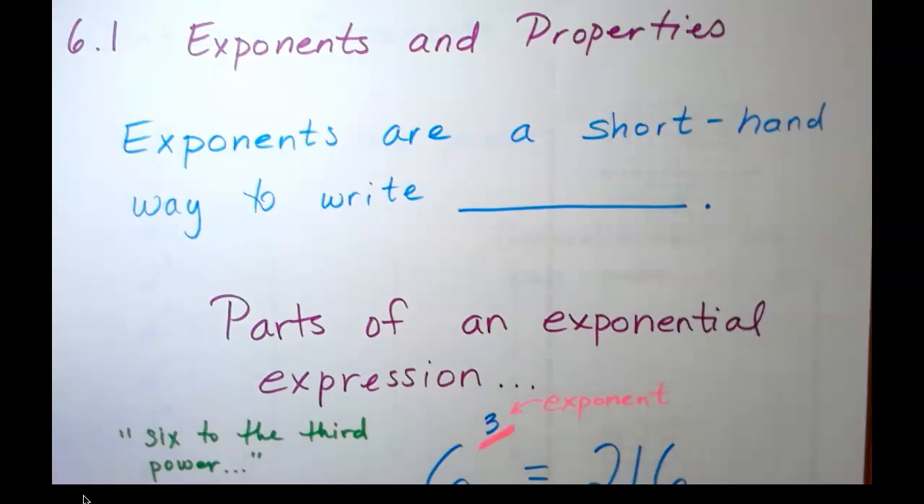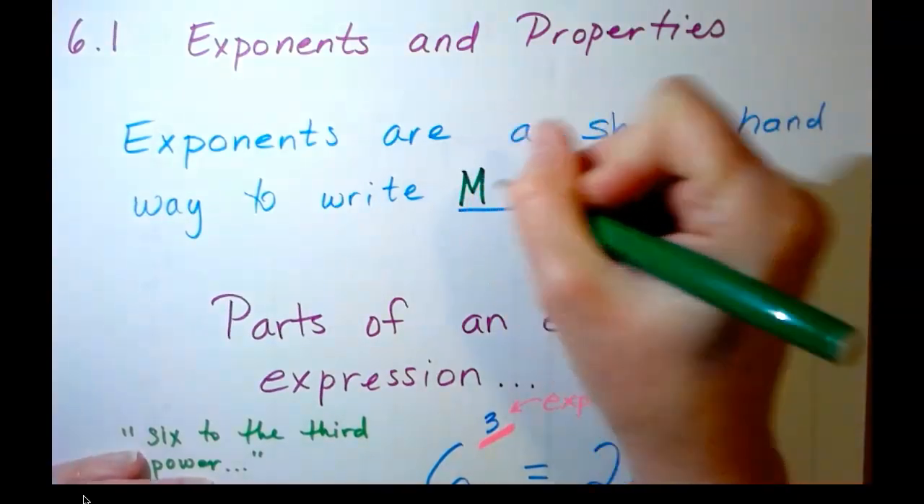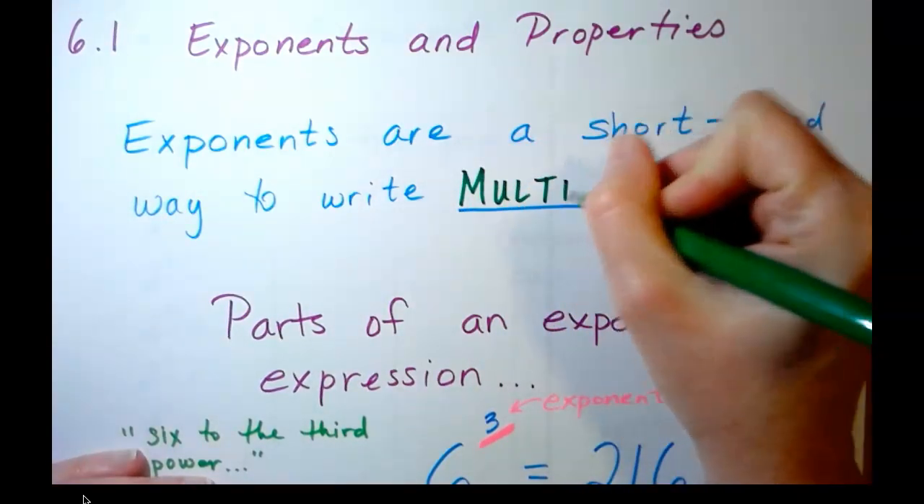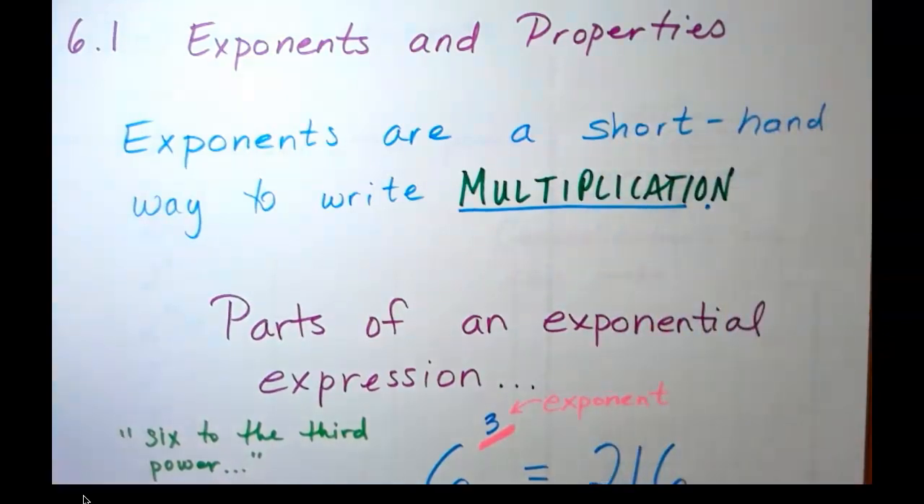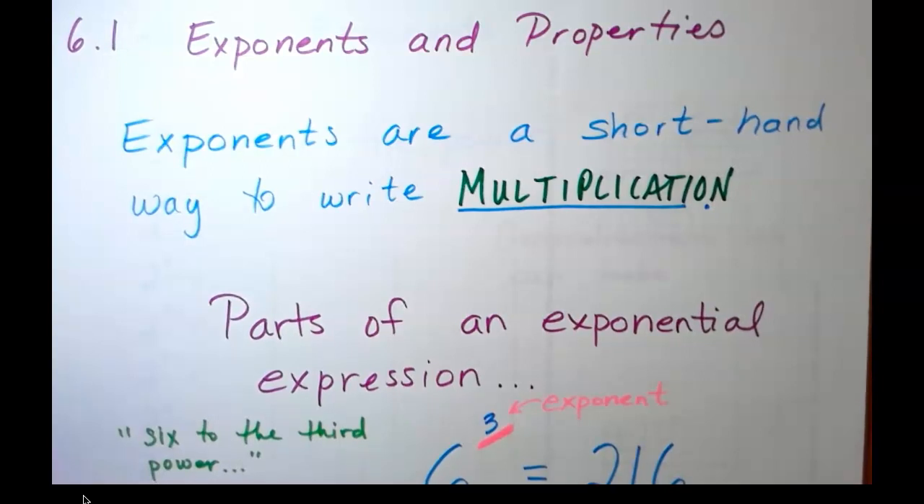In this video, Algebra 1, we're going to be going back through the properties of exponents and how to simplify exponents. First of all, exponents are a shorthand way of writing multiplication. They quickly allow us to show repeated multiplication.